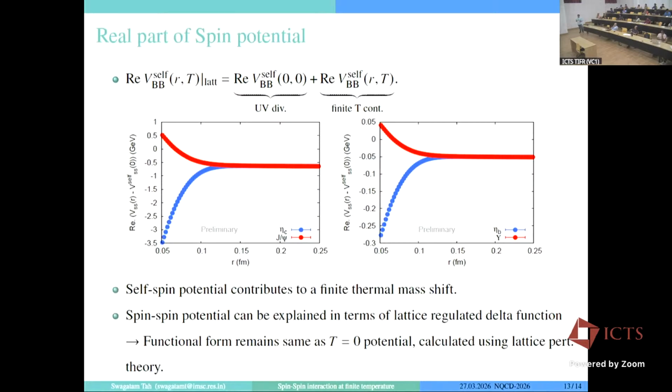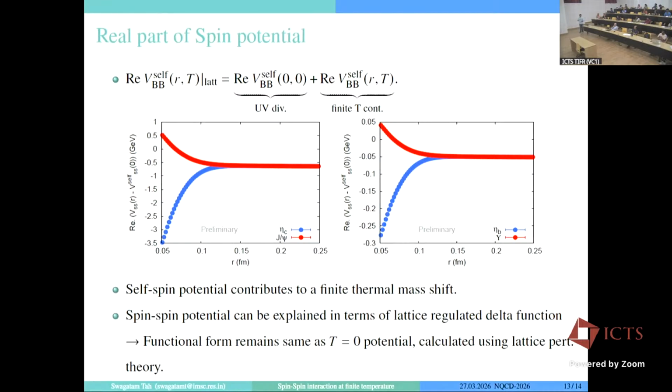So we know at zero temperature this spin potential is a delta function, delta cube r. But in lattice we cannot extract this, we will not get this delta function type of behavior. We have calculated in perturbation theory how lattice regularization will change the delta function, and that matches quite well with this nature. So we can say this is a lattice regularized delta function behavior.